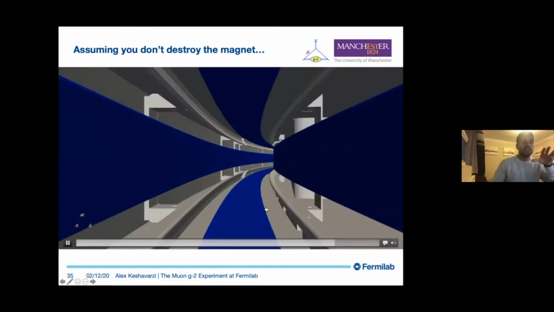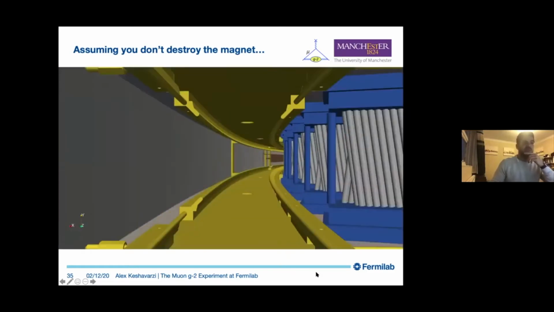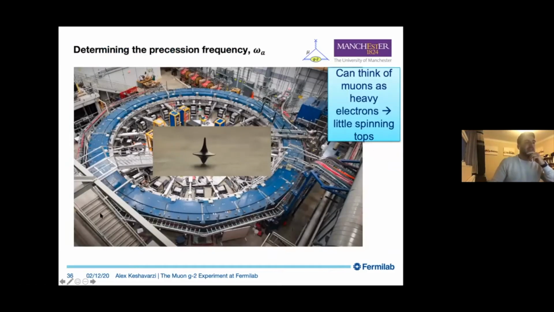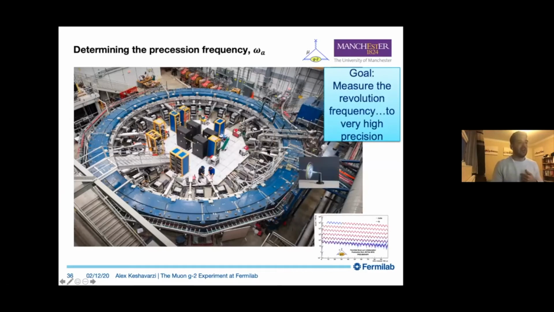Okay, so this is just a small simulation that shows what the muons see as they go around the storage ring. So we're measuring this precession frequency, and you can imagine that the muons are going round and round this ring like spinning tops, and they have this precession gyroscope effect as they go around. So we're measuring this difference between the spin frequency from this precession and the cyclotron frequency, and that gives us this wiggle that you can see in the bottom right hand corner.